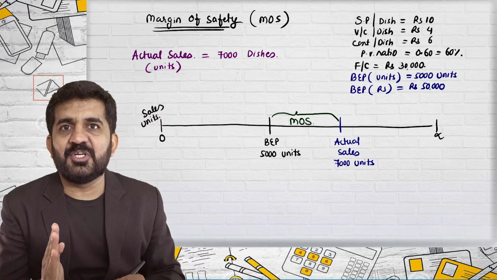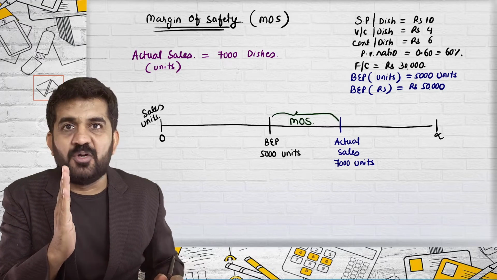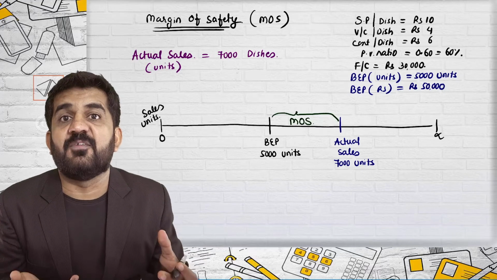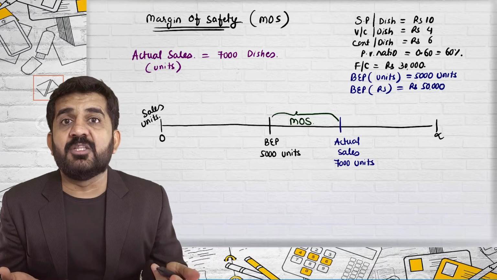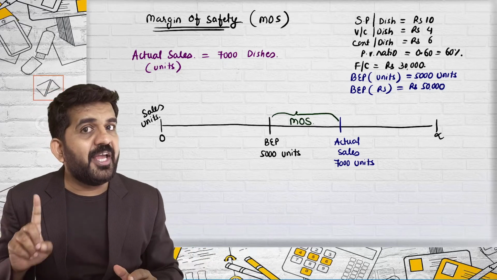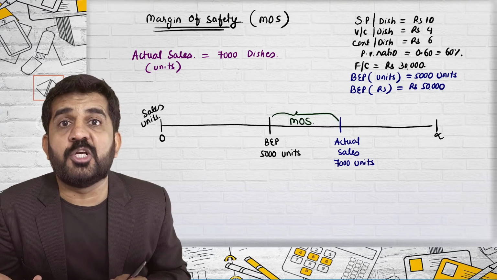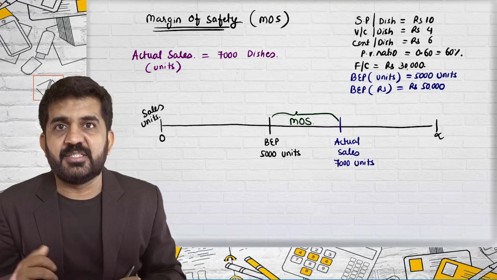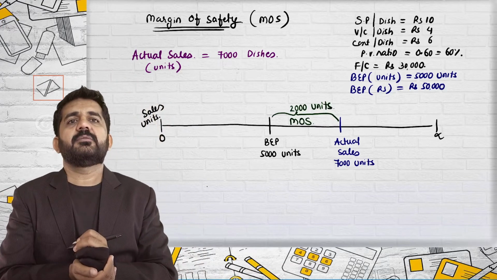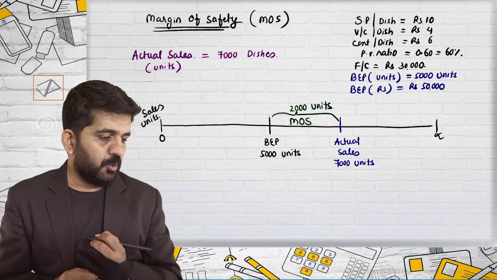See, below 5,000 units, I was going to incur losses. I have not sold 5,000 units. I have sold 7,000 units. Then 2,000 units is my margin of safety. If my sales decrease by 1,000, I will not be happy, but I will not be incurring losses. If my sales decrease by 2,000 units, I will again not be happy, but I will not be incurring any losses. But if my sales go down beyond that 2,000 unit mark, then I will start incurring losses. So my margin of safety is 2,000 units.